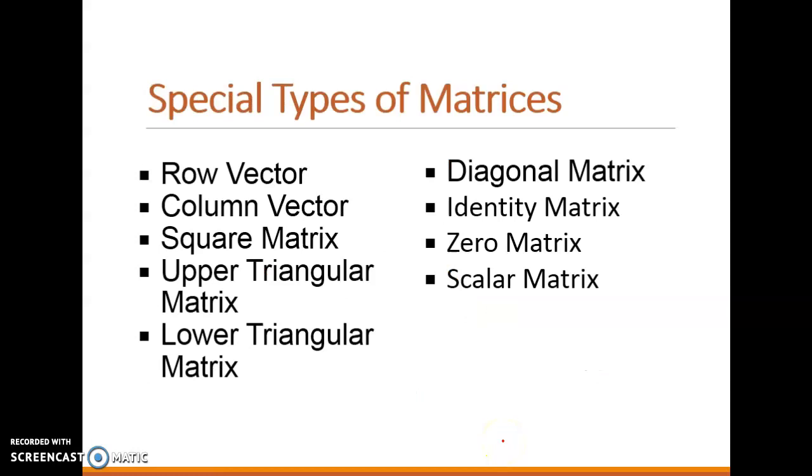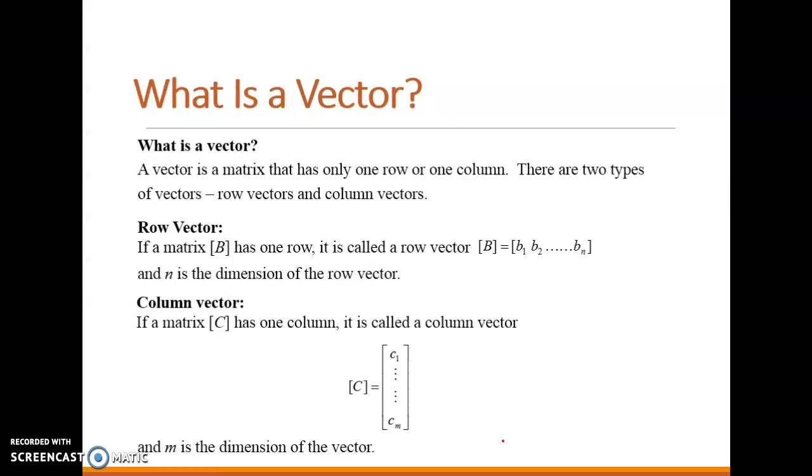Next, these are the special types of matrices. Just note down all the types of matrices, then we'll discuss them in detail. First is the vector. First we'll understand the vector. A vector is a matrix that has only either one row or one column. Whenever the matrix has just one row or one column, it becomes a vector. For a row vector, there will be only one row, that is the elements will be b1, b2 and bn, and for a column vector, there will be only one column. These are the vectors, and we can also call them row matrix and column matrix.